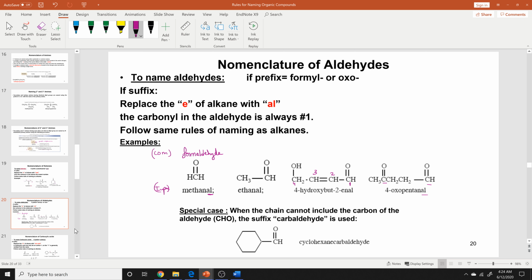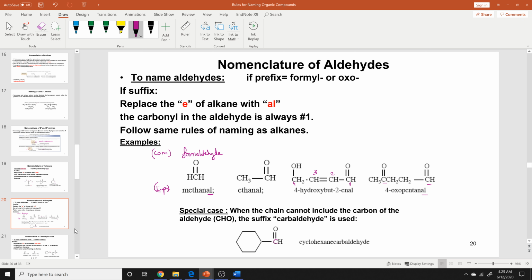Now a special case when the chain cannot include a carbon of the aldehyde. So if you have a cycle and if you have a carbon coming off the cycle, that carbon, we're going to call it carb. Okay, so if you have a cycle, the cycle is not benzene. Well, I mean, it can be benzene. Yes, it can be benzene. It's fine. So if you have a cycle, in that cycle you have a carbon coming out of it, then that carbon is going to be carb, and whatever comes after the carb is an indication of what functional group that carbon is.